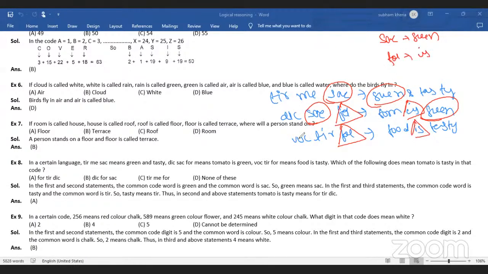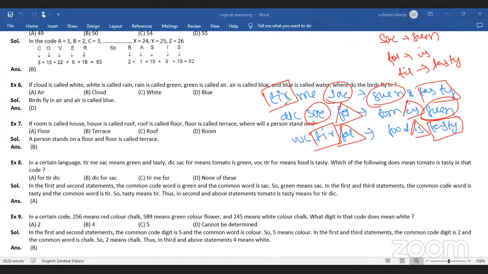Now check the first and third statements. Ter me sack, walk ter for. Ter is common. Here, green and tasty, food is tasty. So tasty is common. That means the code of tasty is what? Ter. So we have got three codes.